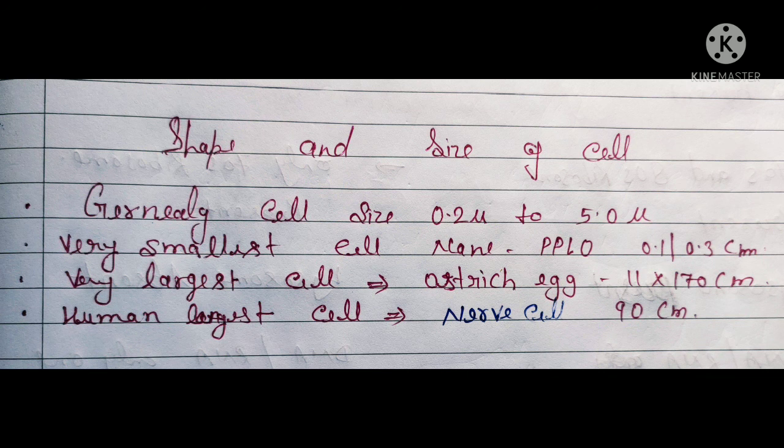So cells have different forms, such as elongated nerve cells, spiral cells, eggs of many animals, and spindle-shaped muscle fiber cells. The very smallest cells are named PPLO, 0.1 to 0.3 micrometer. The largest cells are the ostrich egg, and the human's largest cells are nerve cells.